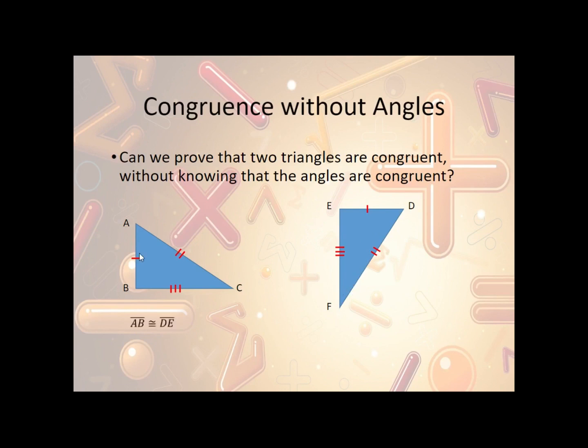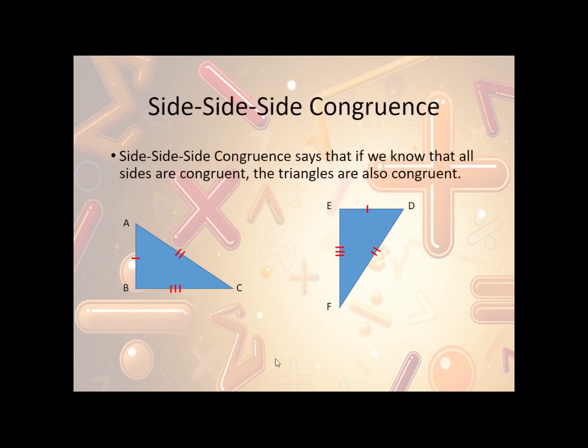So we know that AB is congruent to DE. We know that BC here is congruent to EF. And we know that AC is congruent to DF. And that's based on the markings here. So can we say that the triangles are congruent then? Well, in fact, we can. And it's by using this concept of SSS congruence, or side-side-side congruence.